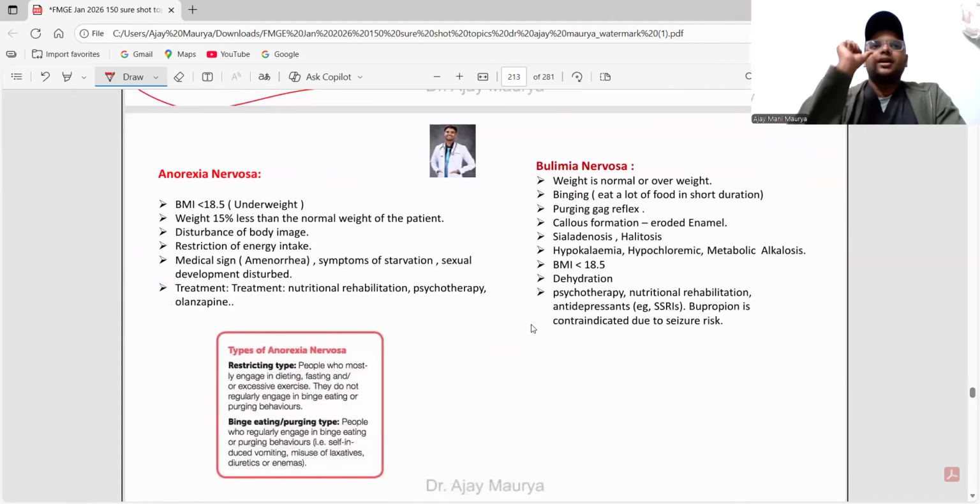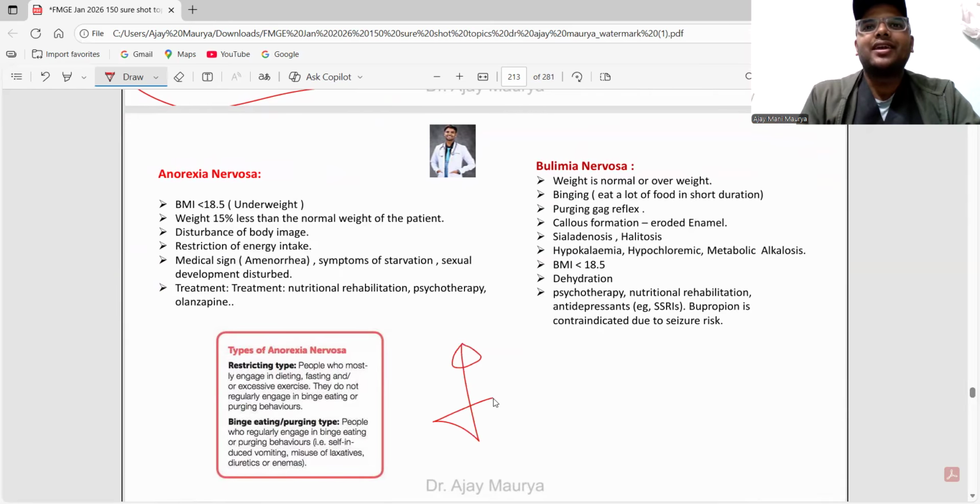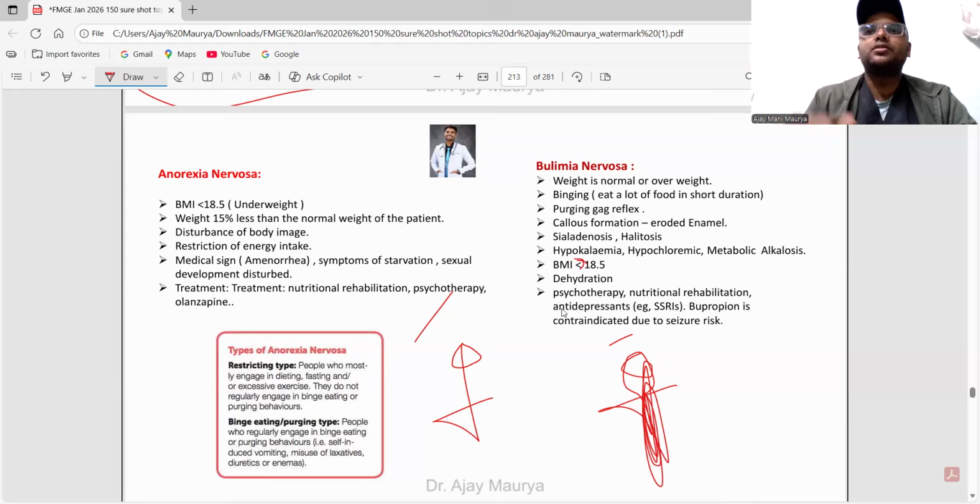Next one, coming to anorexia nervosa and bulimia nervosa. See here, I will tell you something interesting. This is one guy and this is another guy. One guy here is very fatty. Sorry, take that correction here: BMI is more than 18.5.